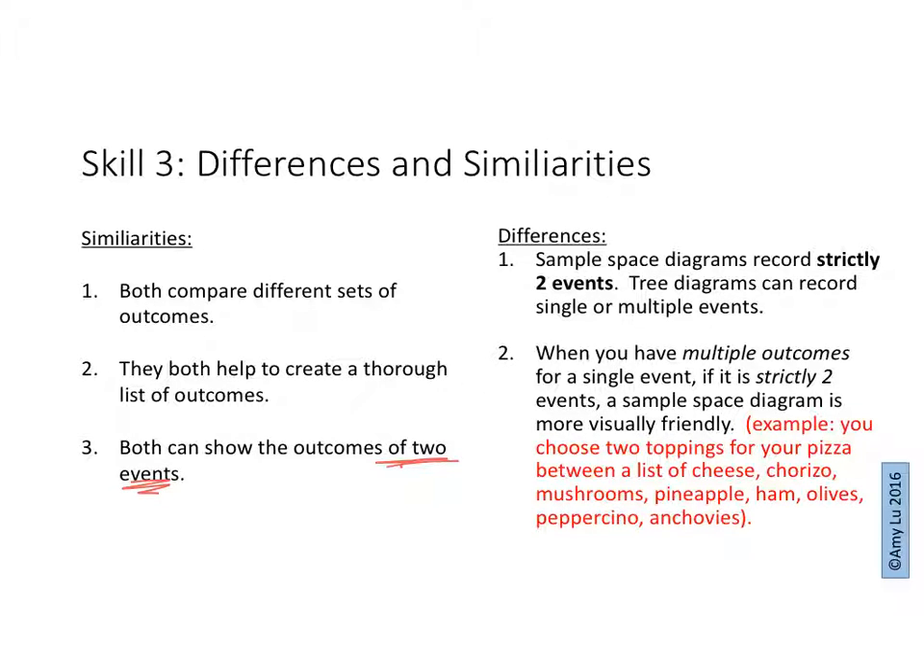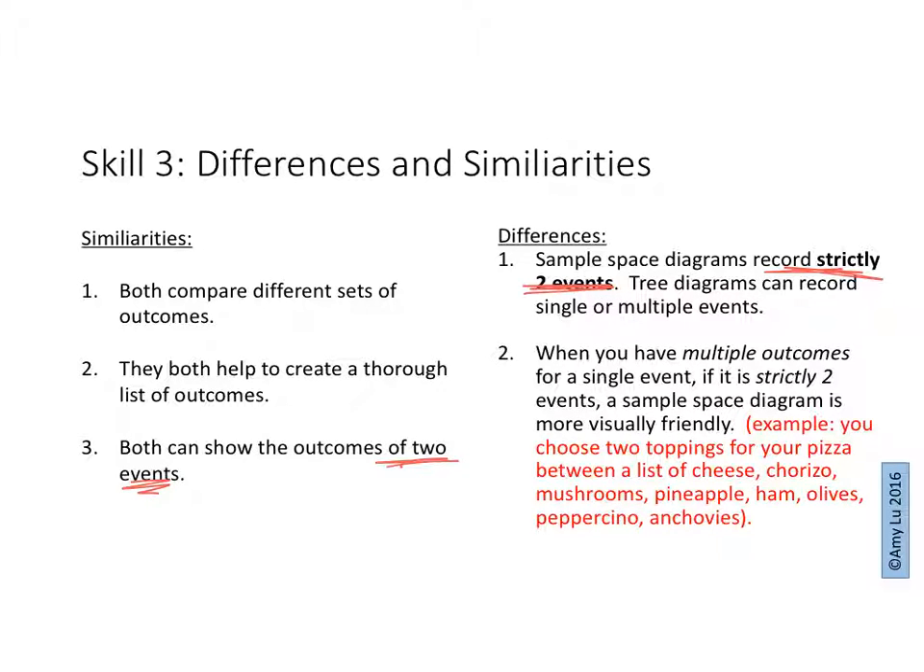However, here are some differences. A sample space diagram can only strictly show the outcomes of 2 events. So meal 1, meal 2, game 1, game 2, test 1, test 2, French test, math test, only 2 things. Tree diagrams can record single or multiple things. So you can see the first traffic light, or if you roll the dice once, or if you roll the dice 3 times. You can even do it 2 times. So tree diagrams have a lot more flexibility, but yes, they do take up more space on your paper.